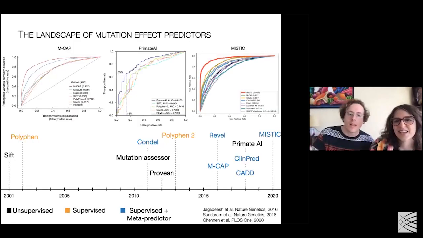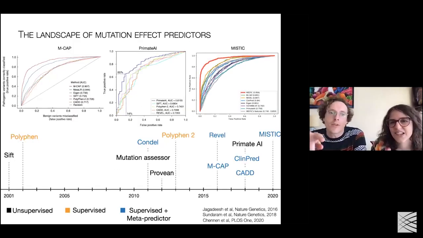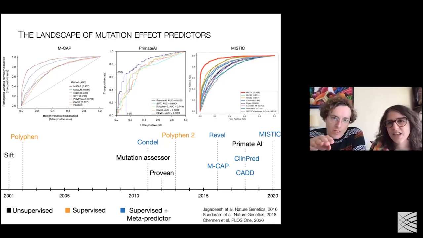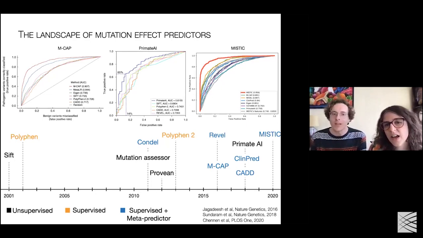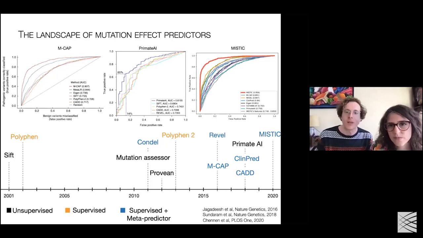Actually, just one minor clarification. So here, the ground truth is not the same in all of these plots. Primate AI actually does a number of quite clever things. So they use a few different benchmarks, which we won't go into, but generally speaking, for the purposes of this talk, we're going to focus on using labels from ClinVar as validation.